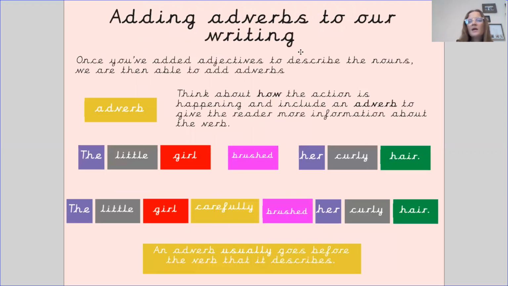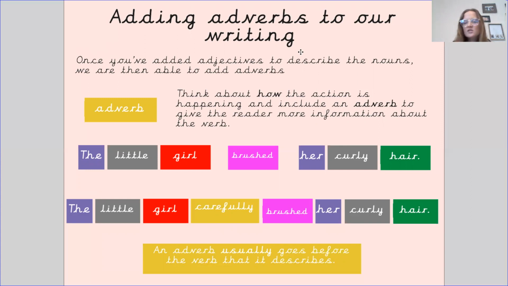Okay. Next, to make it even better, we could use adverbs. And we have had a few lessons talking about adding adverbs into our sentences. And obviously, once we've added our adjective to describe our nouns, we are then able to add adverbs. So think about how the action is happening and include an adverb to give the reader more information about our verb. Because remember, our adverb adds the information that we need about our verb.